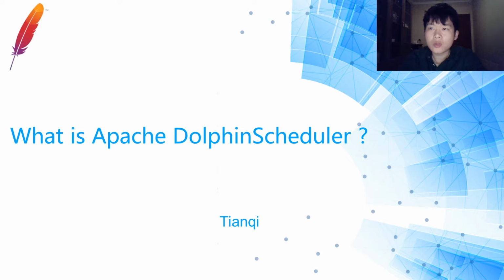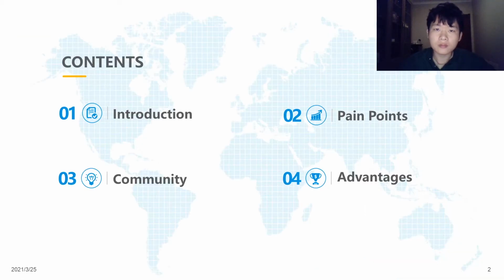Today I'm going to introduce the next generation big data scheduler, DolphinScheduler, to you, and to share the evolution of the DolphinScheduler architecture. Today we are going through it from 4 aspects. First, the introduction of DolphinScheduler. Second, the pain points that DolphinScheduler solves. And then the DolphinScheduler community. At last, the advantages of DolphinScheduler.